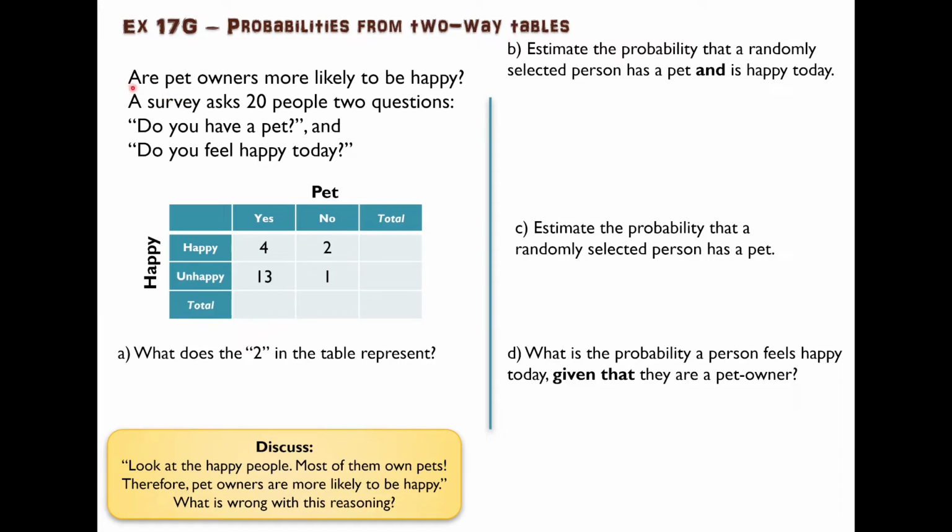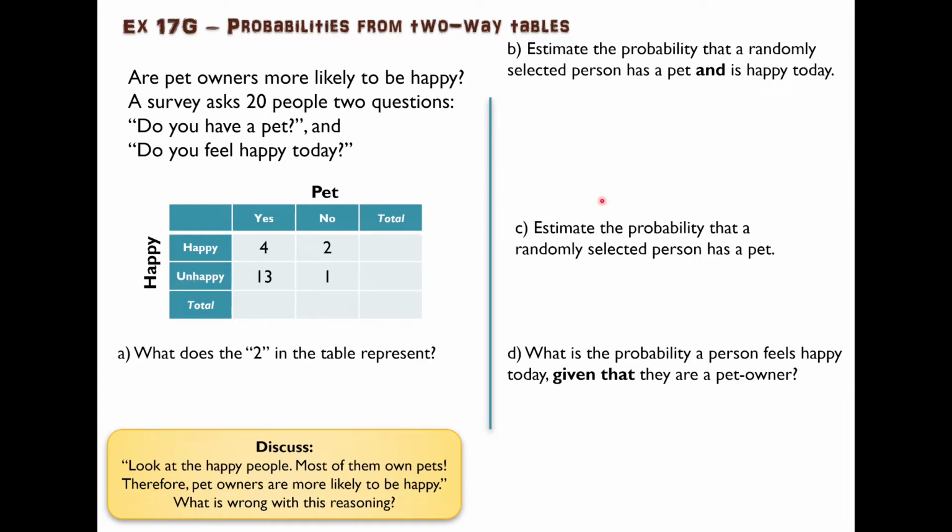The question here that we want to find out is, are pet owners more likely to be happy? Maybe you have your own intuition about whether you think that's true. So we do a survey, and a survey asks 20 people 2 questions. Do you have a pet, and do you feel happy today? And this data is made up. I made this data up. And we've got the results here. We've sorted it into whether they own a pet, yes or no, and whether they are happy or unhappy.